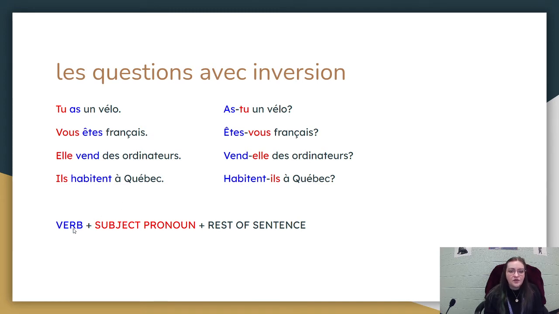So you can see here the formula for writing questions using inversion is verb, subject pronoun, rest of sentence. Just like we see here, verb, subject pronoun, rest of sentence. Color-coded for your convenience.